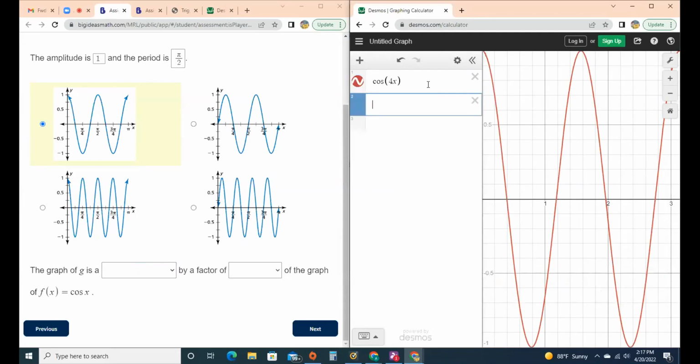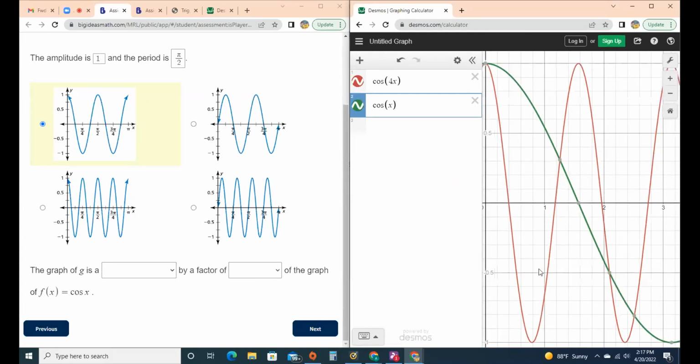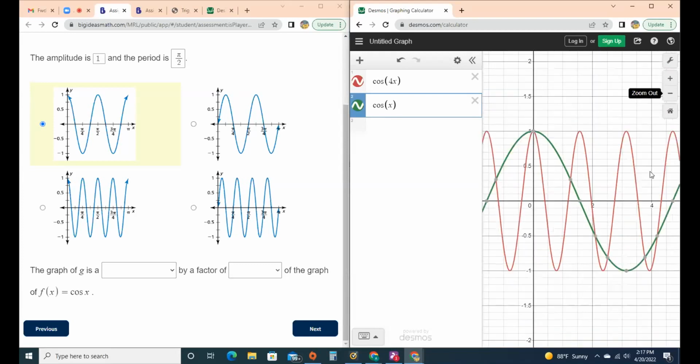So next line, do a cosine x. Unfortunately for the comparison, you're going to have to zoom out to see it, so you can only do it for that problem. So just mouse wheel out or zoom out enough to see. So again, you're going from the green to the red. So it's that horizontal shrink again, and it's a reciprocal of the number, 1/4.